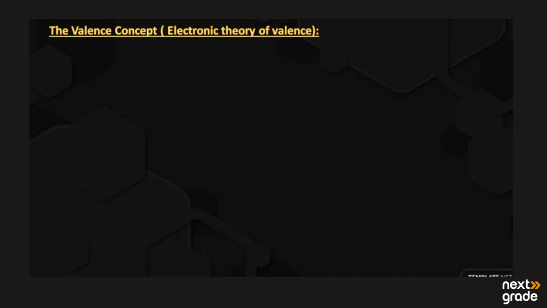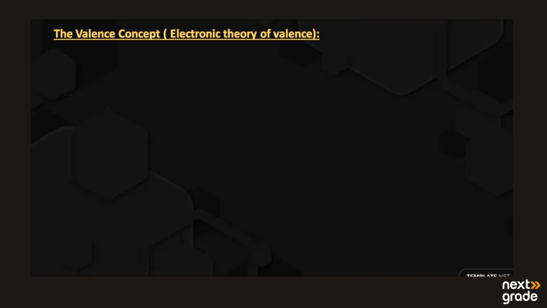The topic that we are going to discuss is the electronic theory of valence, and the second concept is the orbital concept. Let's have a look at what these concepts are going to tell us and who proposed them. In 1916, the scientists Gilbert Lewis along with W. Kossel both proposed this concept, known as the valence concept or the electronic theory of valence.